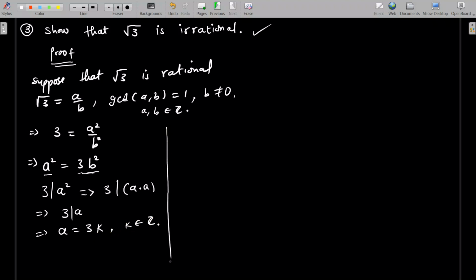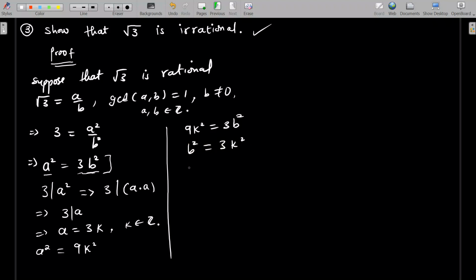Now we go ahead and try to find a squared. a squared will then be equal to 9k squared, right? Squaring this side, I get 9k squared. Now I'm supposed to put a squared back into the equation. If I do that, I have 9k squared equals 3b squared, so it means I can say b squared is equal to 3k squared.